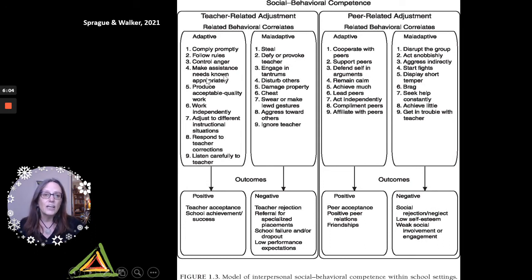If we don't have these adaptive social and behavioral competencies, that may result in some negative outcomes with our teachers or some negative outcomes with our peers. Social, emotional, behavioral learning is intertwined and goes together.